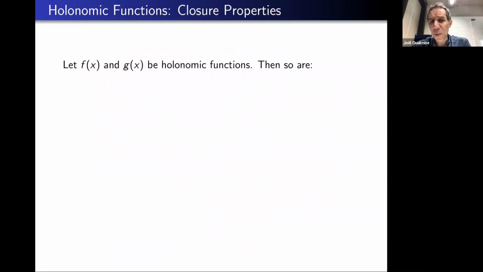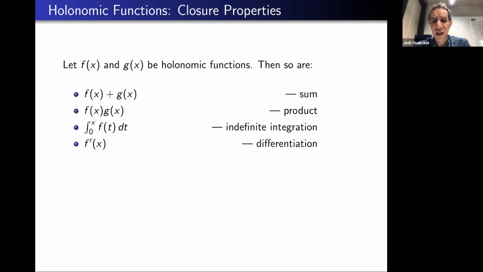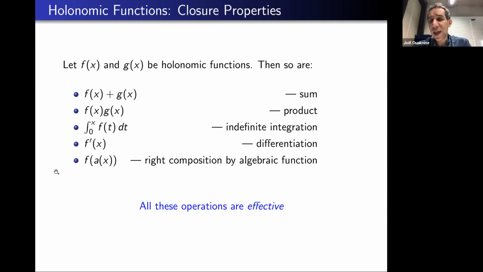They have nice closure properties, so you can add them, you can multiply them, you can take indefinite integrals, differentiate them, and also compose with an algebraic function in this order. So if A is an algebraic function, f of A of x is holonomic, assuming f is holonomic. And again, all these operations are effective. From the differential equations for f and g and the initial values, you can derive the corresponding data for all of these operations.